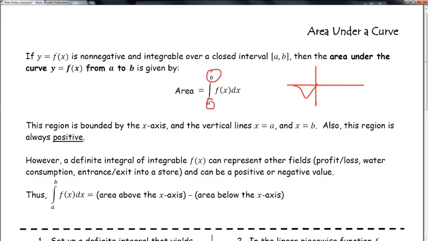However, a definite integral of integrable functions can represent other fields, so like we can talk about profit, loss, water consumption, exit and entrance into a store. And so when we're talking about these types of situations, these could be positive or negative. And so if you want to talk about the integral with a negative area, we're talking about the area from A to B, the area above the x-axis minus the area below the x-axis. So that's why, when it's negative, we're going to be subtracting.